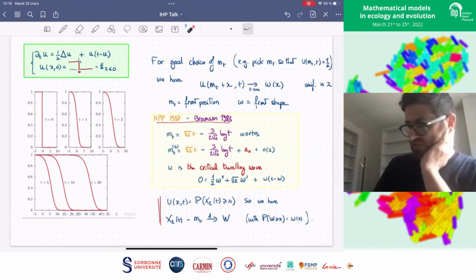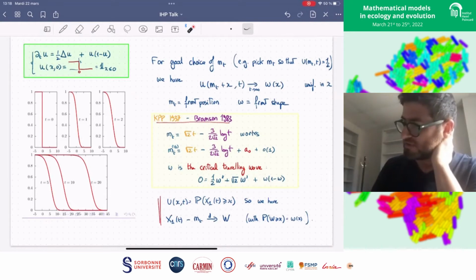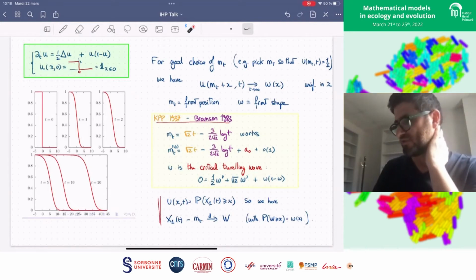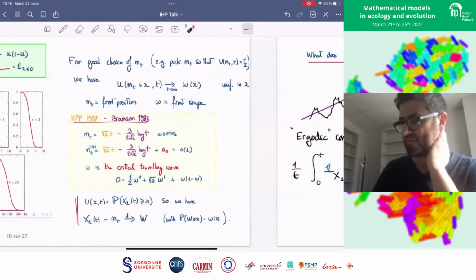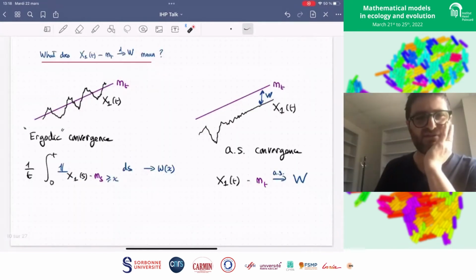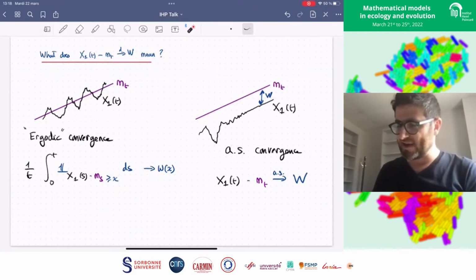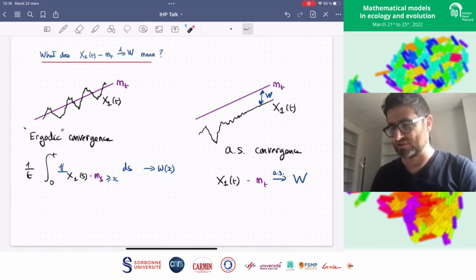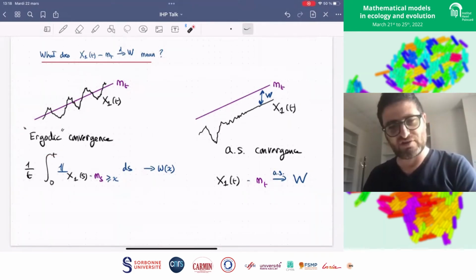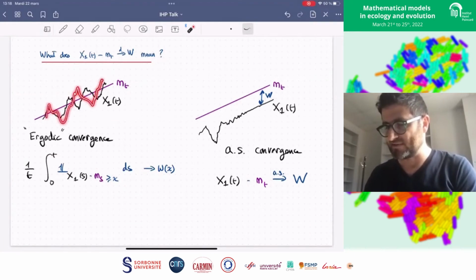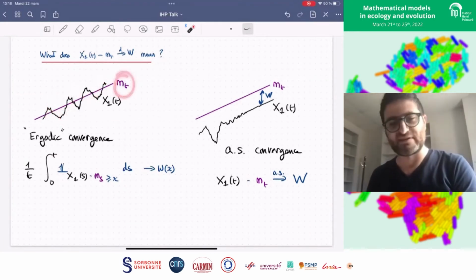So now I think this is all very well known, but you can go a bit further and ask, what does this convergence in distribution precisely mean? It could mean two things. You could have what I call some sort of an ergodic convergence, meaning that the position of the extremal particle is going to fluctuate around this deterministic m_t.